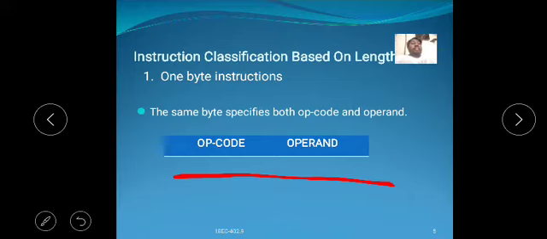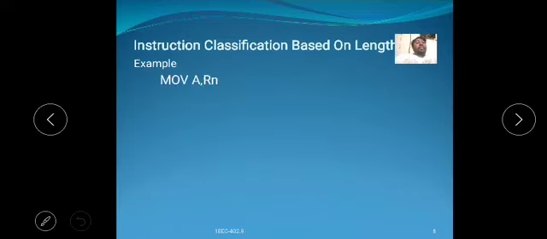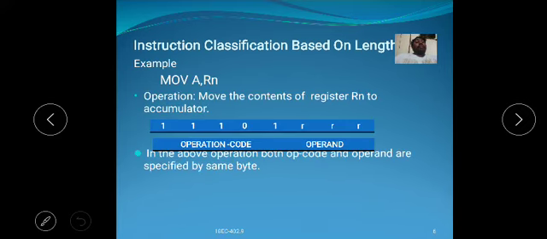The instruction classification based on length: 1 byte instructions. The same byte specifies both the opcode and operand in a 1 byte instruction. In example 1, MOV A, Rn is the instruction.